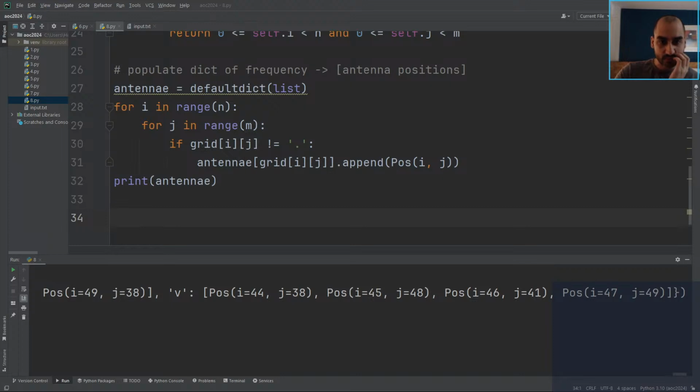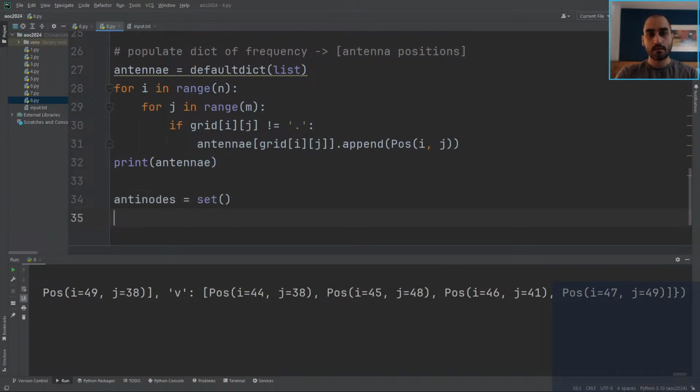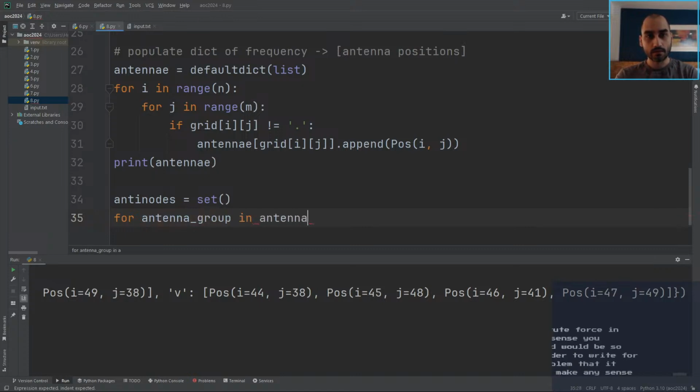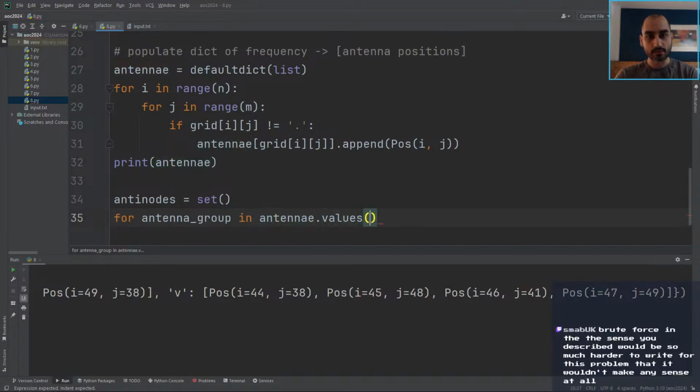We want the set of unique locations. So let's say anti-nodes equals an empty set. So we want to, so we don't care what the symbol is, we just care that we now know where symbol groups are. So for antenna group in, so this will just be the lists.